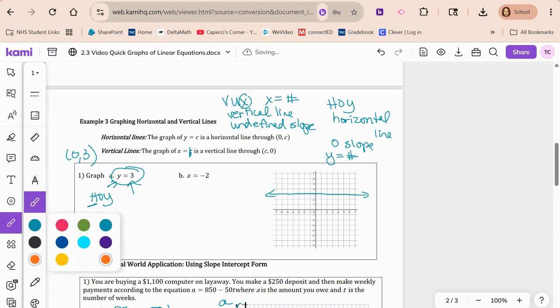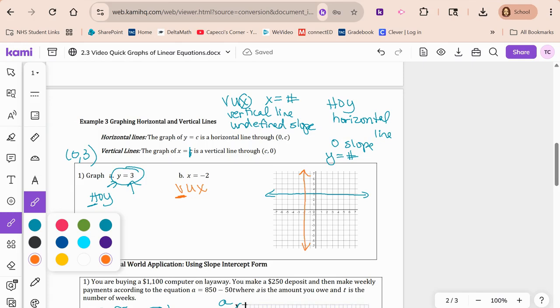Okay, we'll do the same thing with x is equal to -2. This is a VUX, so I know it's a vertical line. So I'm going to go wherever x is equal to -2, and then I'm going to draw my line there. And there is my line of x is equal to -2.